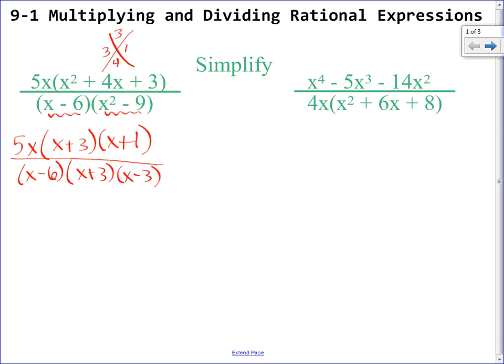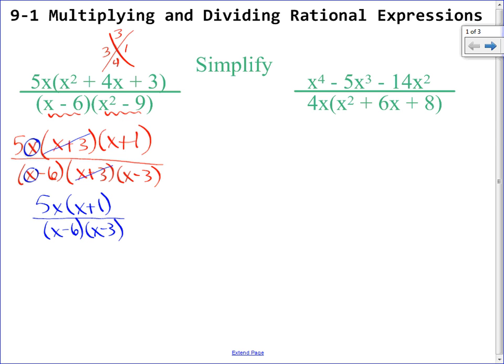Okay, now is the point where you can cancel out entire quantities that are in parentheses that match. Okay, so looking at this first one, the x plus 3's are gone. Anything else? No, you cannot cancel this x out with any x you feel like canceling out. Okay, those are not exactly the same in parentheses. So we have 5x, x plus 1, x minus 6, x minus 3.